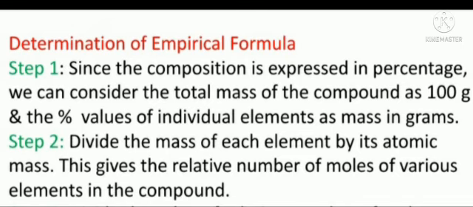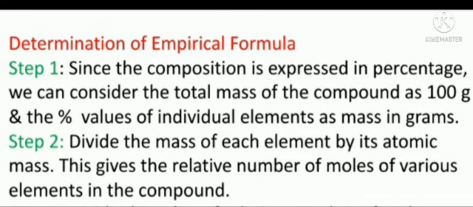Determination of empirical formula. Step 1. Since the composition is expressed in percentage, we can consider the total mass of the compound as 100 gram and the percentage values of individual elements as mass in grams. Here, the first step explains they will provide the elements present in the compound along with their mass value. The mass value is expressed in percentage.